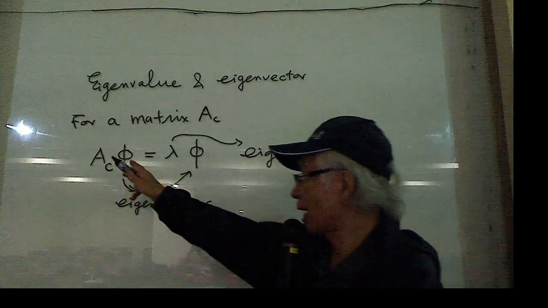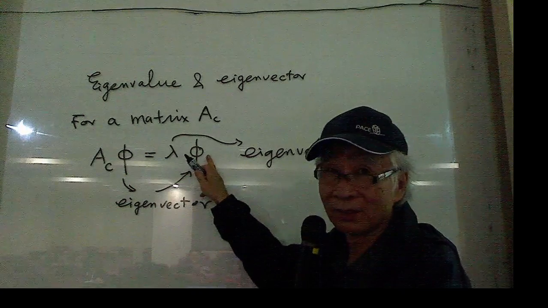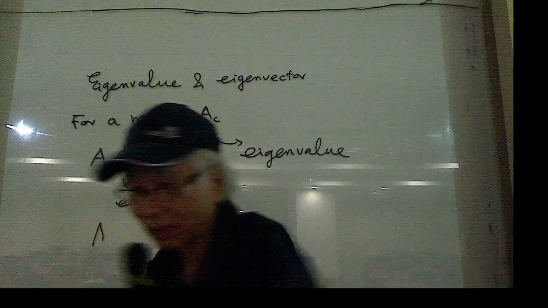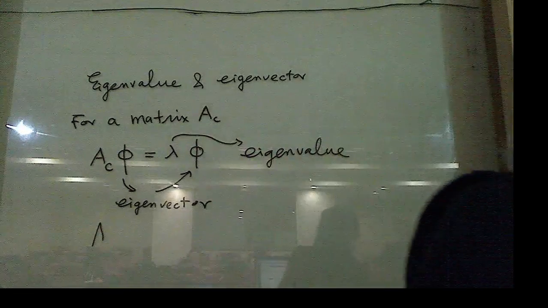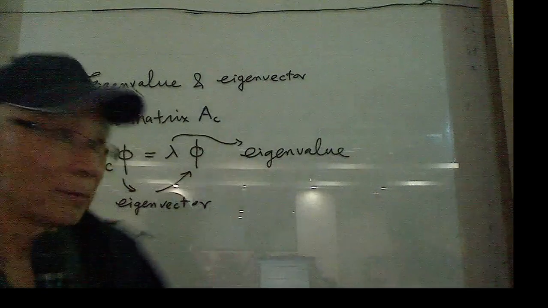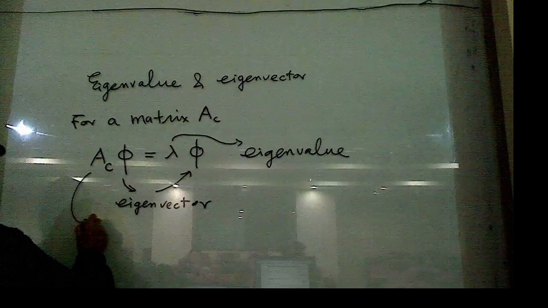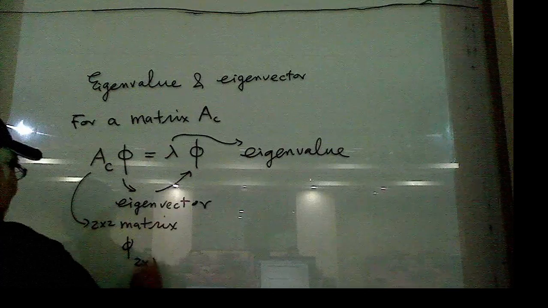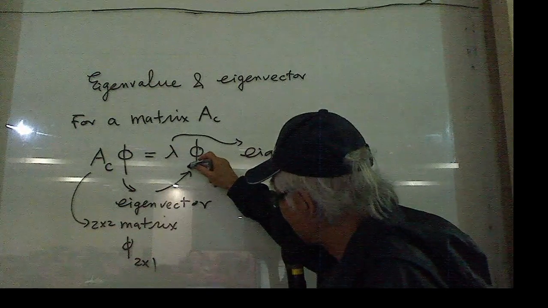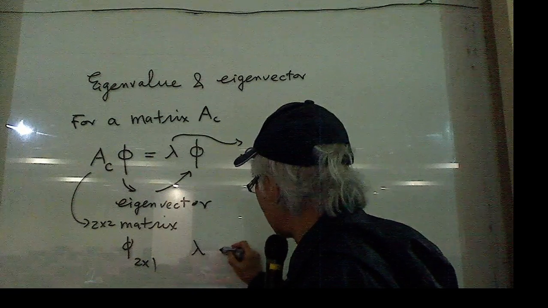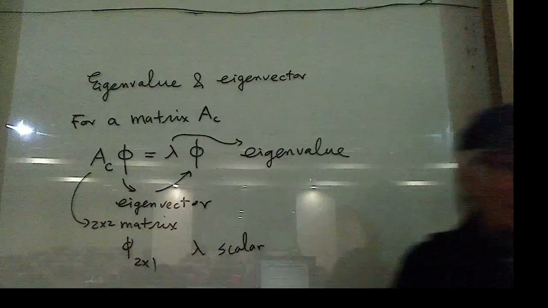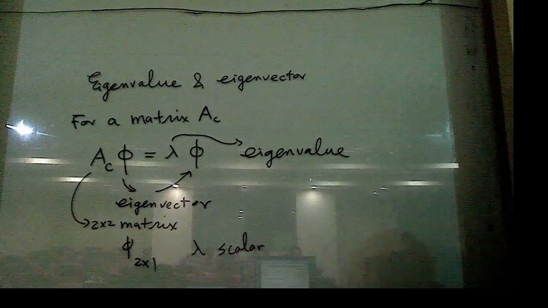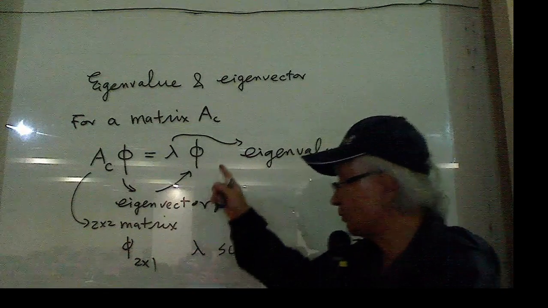Now, if you multiply the eigenvector by any constant here, it doesn't change, right? So if this is a 2 by 2 matrix, then phi will be 2 by 1, and lambda is a scalar. It's always a scalar. If this is 3 by 3, then phi is 3 by 1, and this is still a scalar. So that's the definition of eigenvalue and eigenvectors.